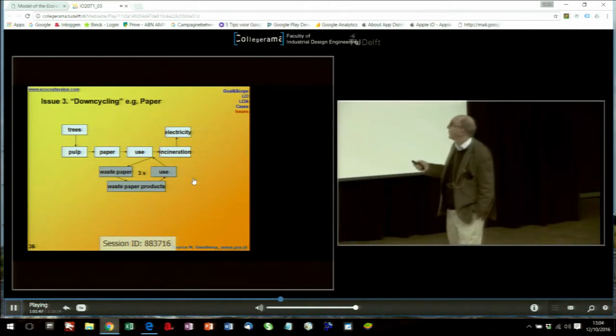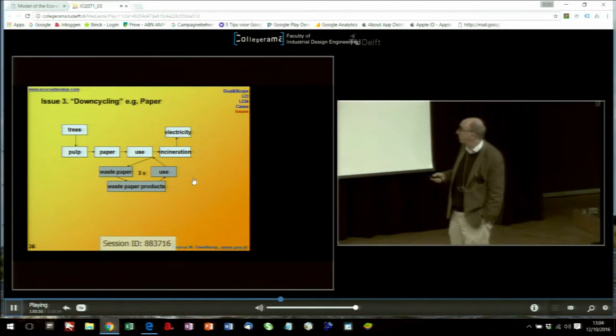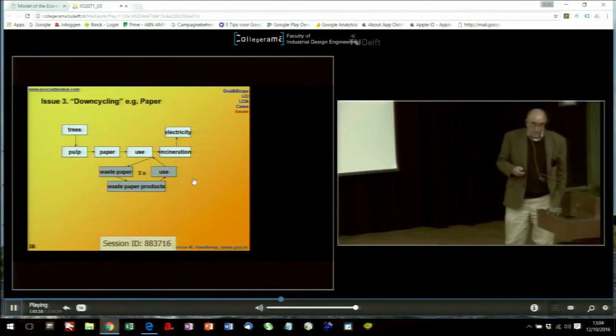In cradle to cradle and in the circular economy, people are less enthusiastic about downcycling, since it's a sort of stay of execution. But it helps.